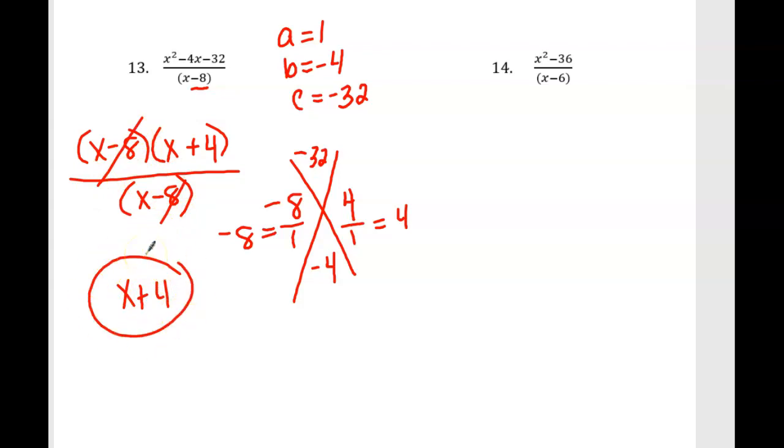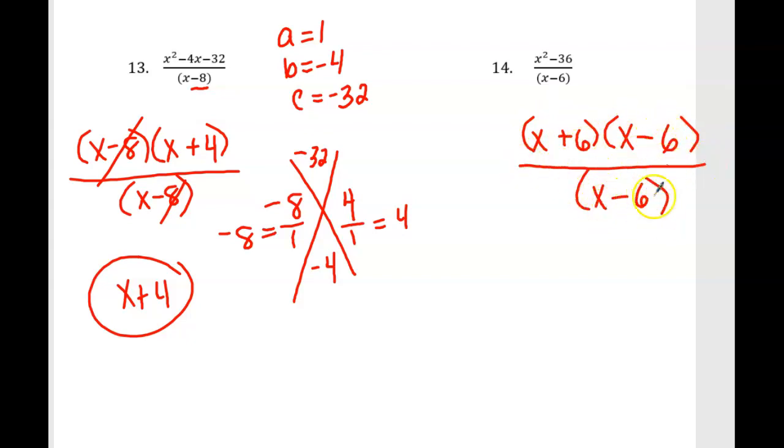Okay, so with 14, if you look at the numerator, it's actually the difference of perfect squares. It's a binomial, so we're not going to worry about doing the x. We could do our x, but we're not going to worry about it because we know that they're both perfect squares. So we could say x plus 6, x minus 6. And then we divide by that x minus 6. X plus 6 is our solution.